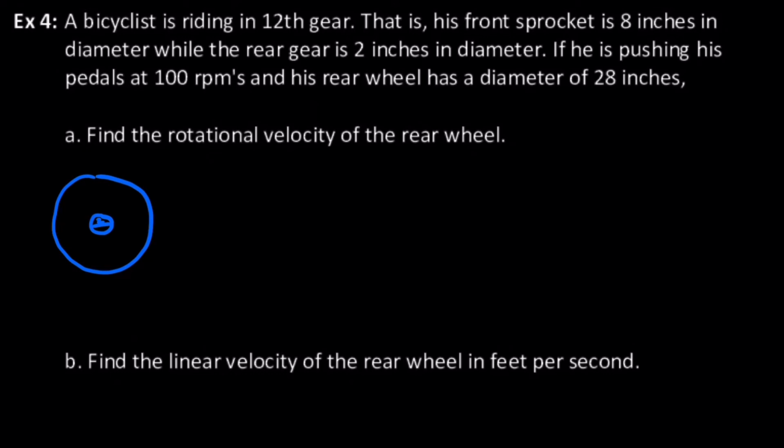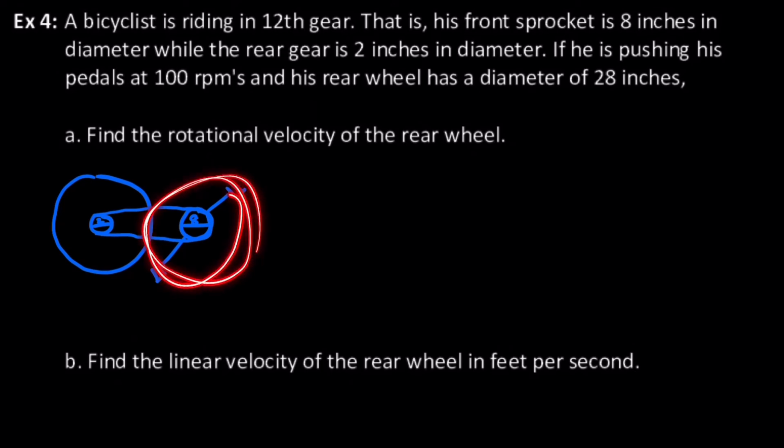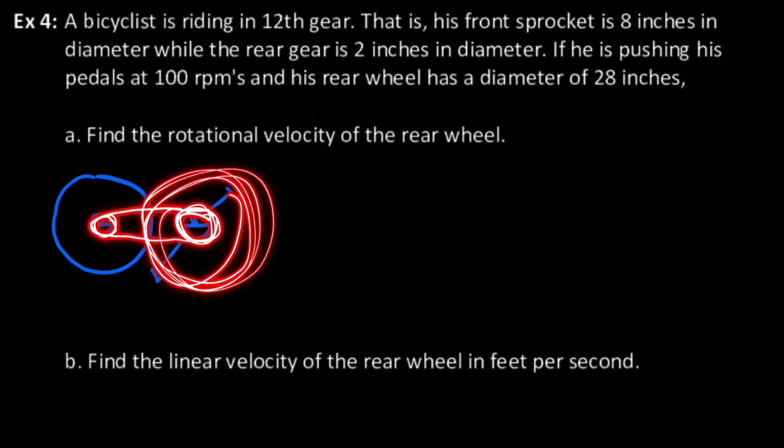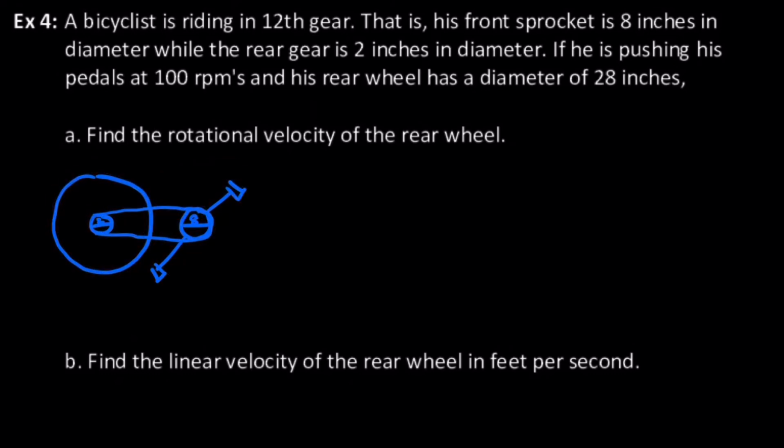So that's bigger than that. Here's the front sprocket. That's 8 inches. And that's where the pedals are that he's pushing. And obviously, that sprocket is attached to the rear gear by a chain. So what's happening here is as you push these pedals around, it turns this, which drives the chain, which turns the rear gear. And since that's attached to this wheel, then that wheel goes around. So the whole system is kind of locked in.